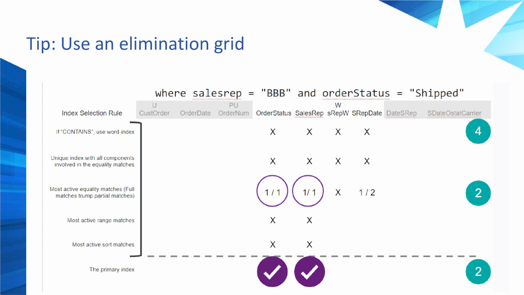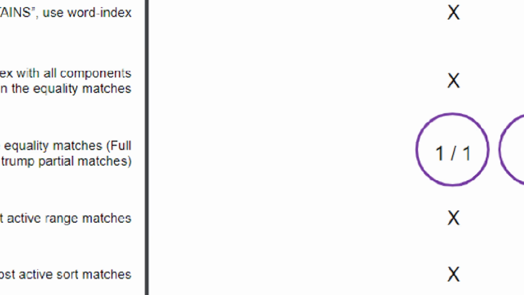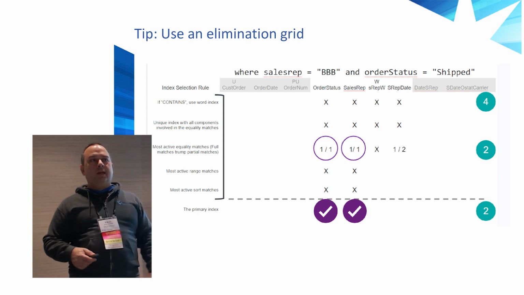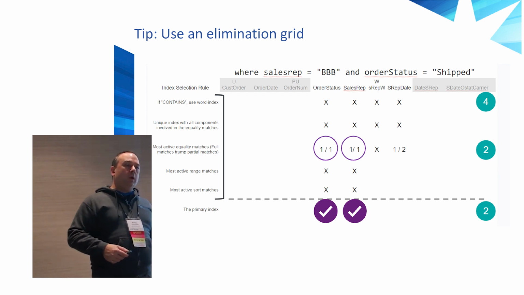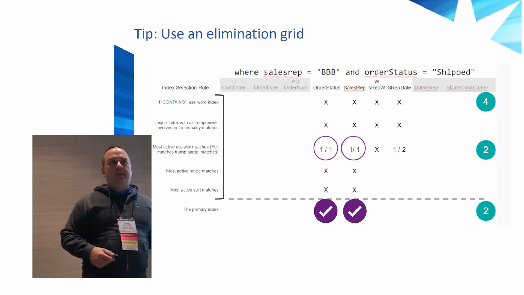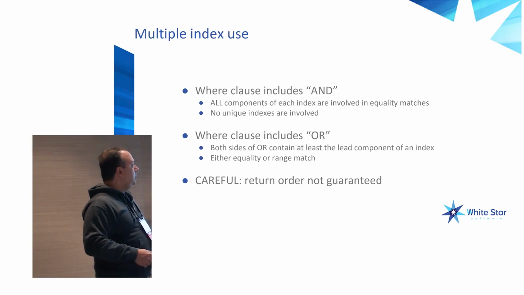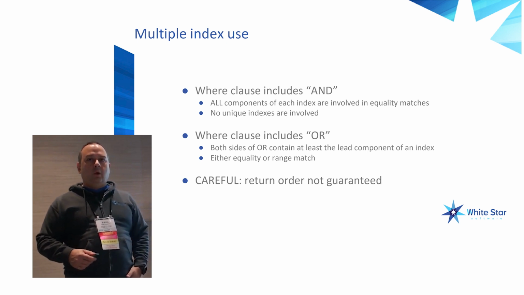And then we end up here using the 2 indexes because I have an index on sales rep and I have an index on order status, and the selection rule for more than one index says all equality matches on all the components of the index allows you to use more than one index, which I think is the next slide. Yeah, all components involved in equality matches.